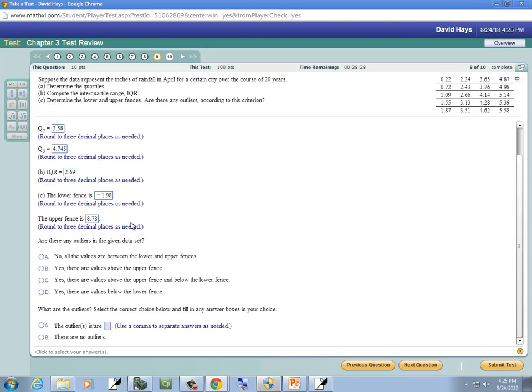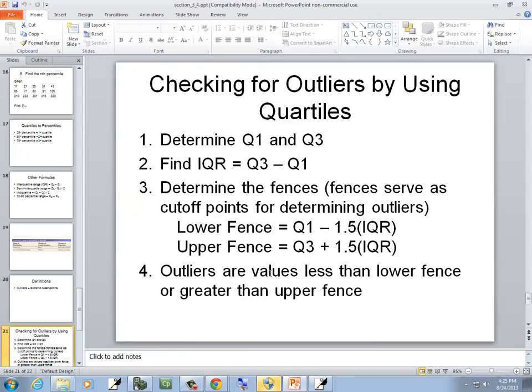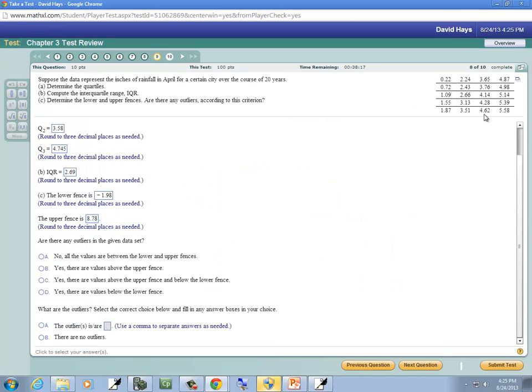Are there any outliers? Well, we check to see if any is above or below our fences here. Outliers are values less than the lower fence or greater than the upper fence. There's no negative values here, so there's none lower than the lower fence. But 8.78, let's see if there's any that are greater than 8.78. Nope. So all the values are between the lower and upper fences. What are the outliers? B, there are no outliers. Okay, next question.